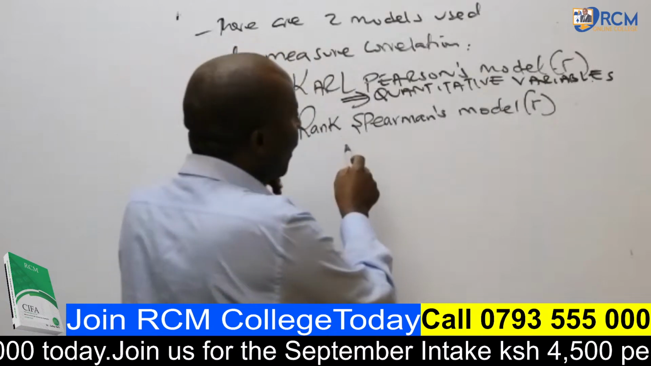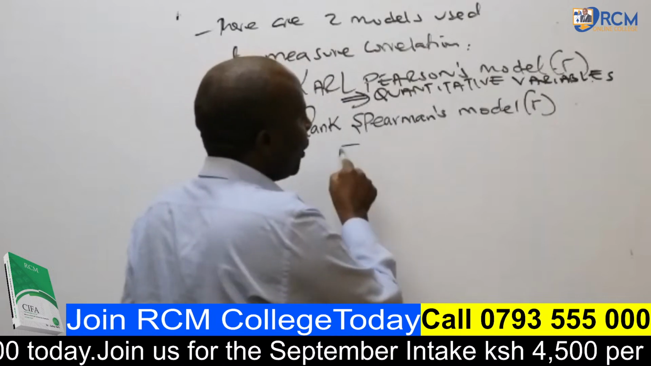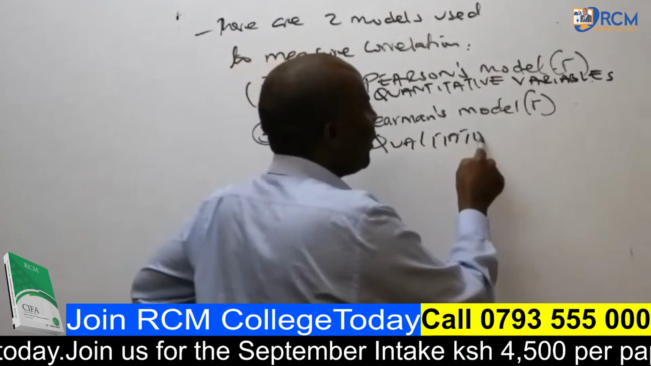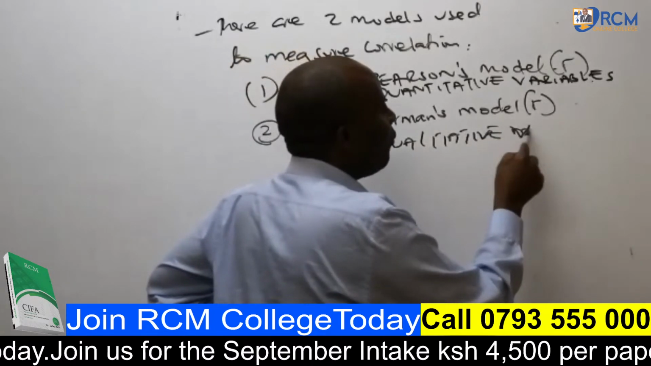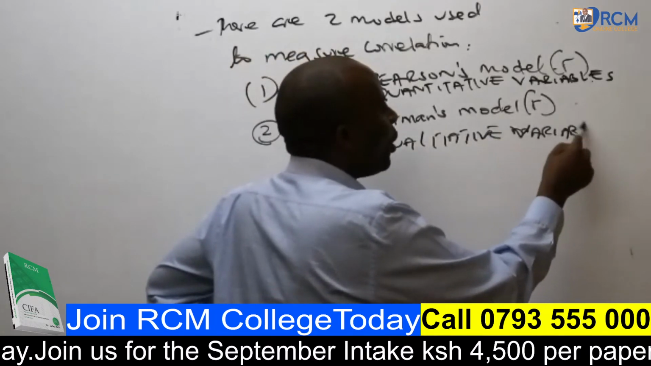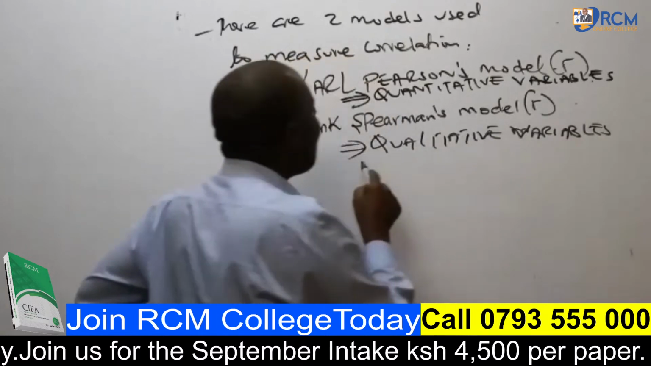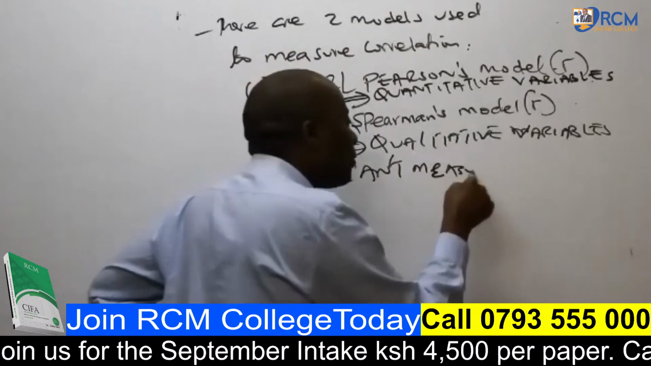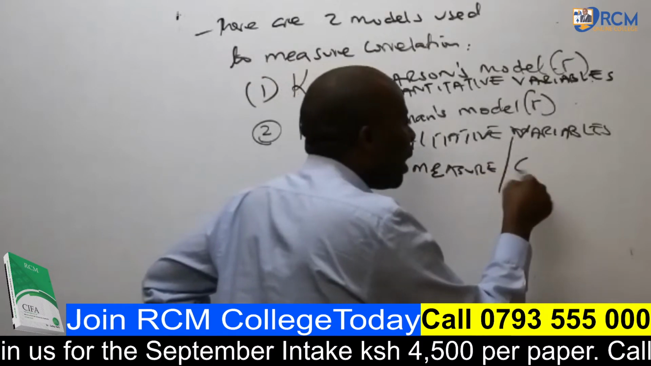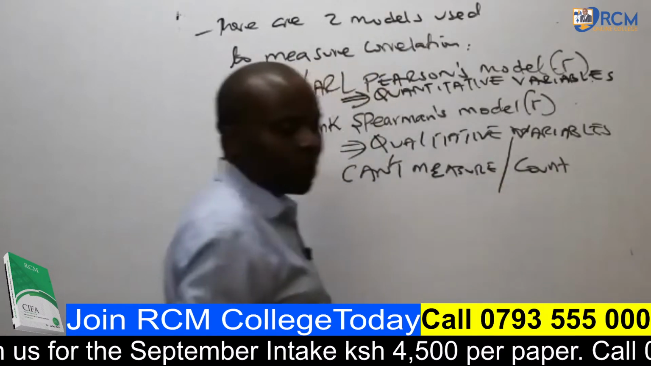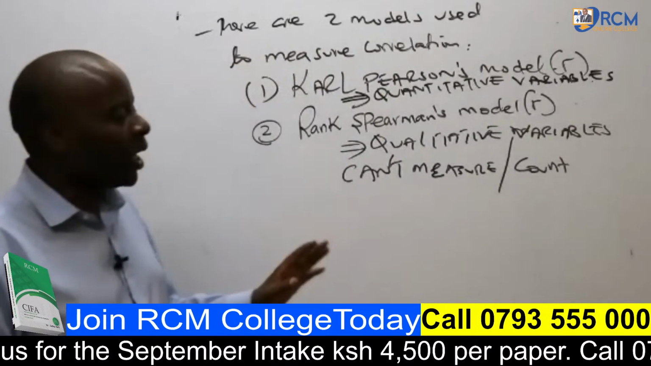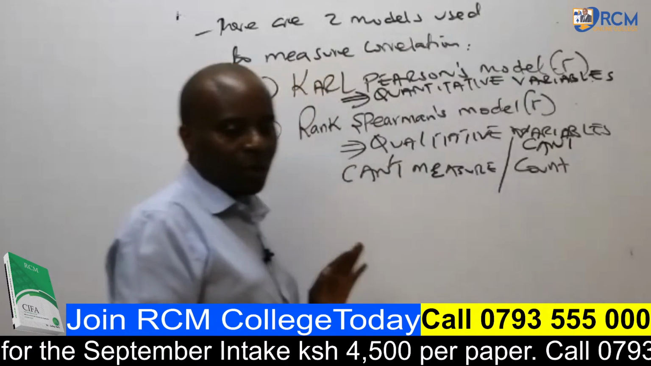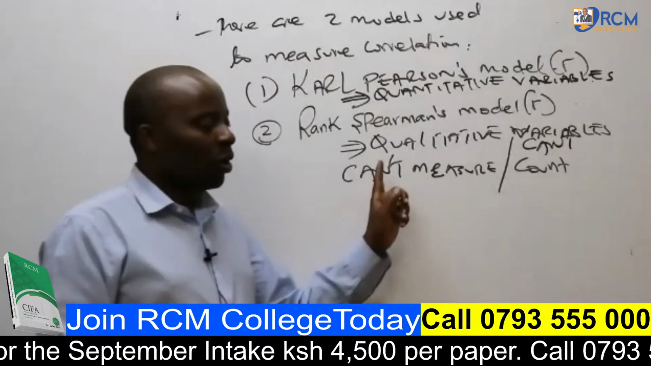How about Spearman's? We normally use the Spearman's rank model, ladies and gentlemen, to capture what we call qualitative variables. Qualitative variables are those variables you cannot measure, you cannot count. Those variables that you can't measure and can't count are called what here, somebody?